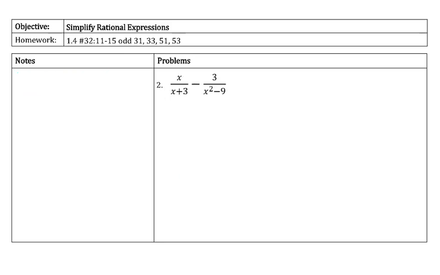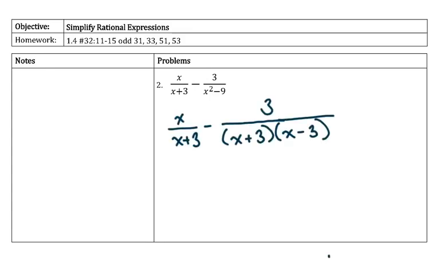Sometimes we're adding and subtracting. When we add and subtract fractions, we need a common denominator. It's the same thing here. So again, the first thing we'll do is factor. And here we have x over x plus 3, because the first one doesn't factor, minus 3 over x plus 3 times x minus 3.